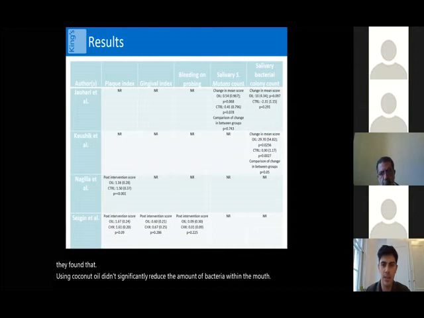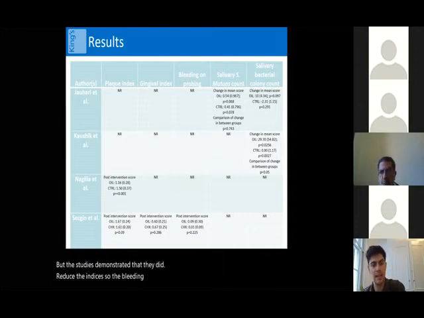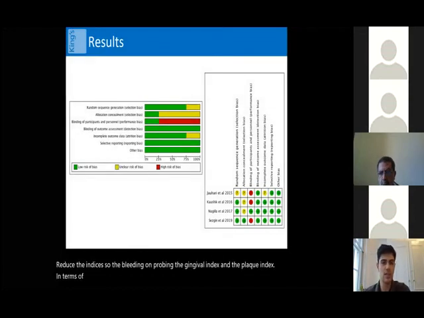But the studies demonstrated that they did reduce the indices, so the bleeding on probing, the gingival index, and the plaque index. In terms of the quality of the studies and the risk of bias, there was a significant variation in the presence of bias within all of the 4 studies.